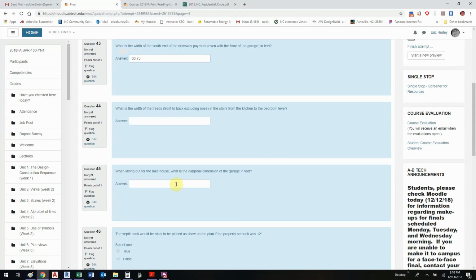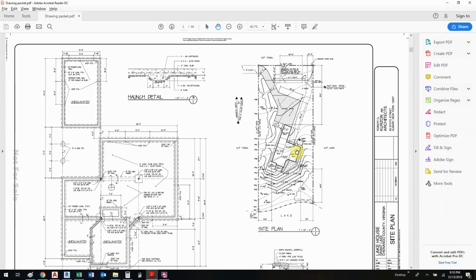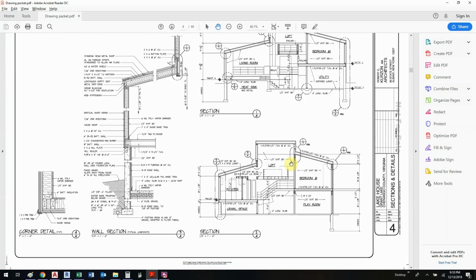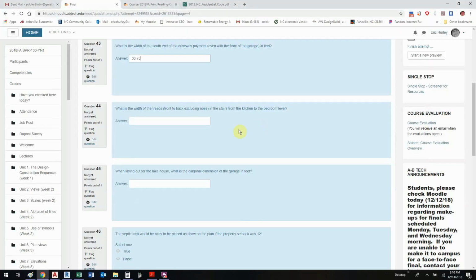What is the width of the treads front to back, excluding the nose in the stairs from the kitchen to the bedroom level? We go to the stair detail, and we see that excluding this nose, they are 10 inches.